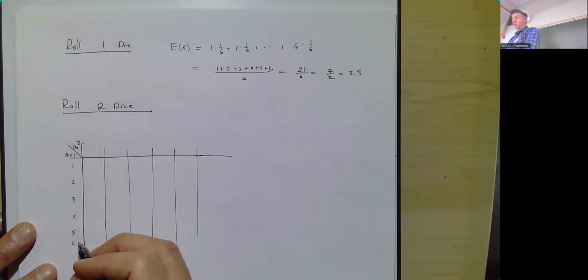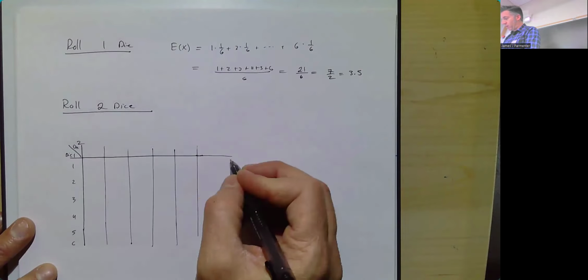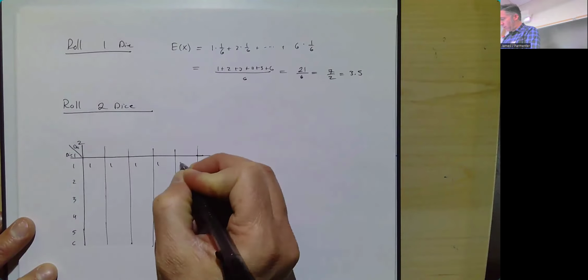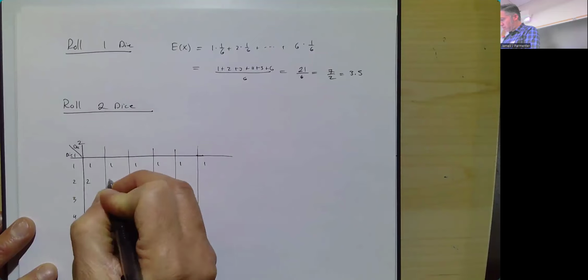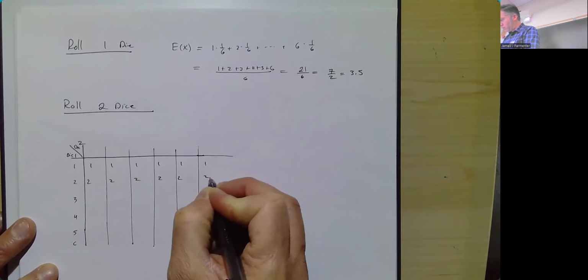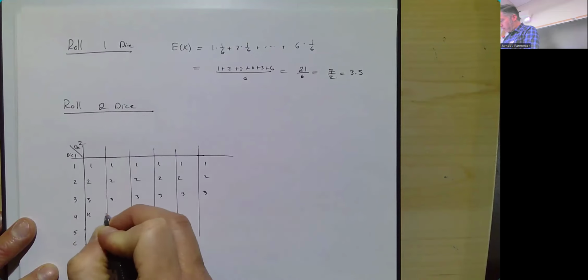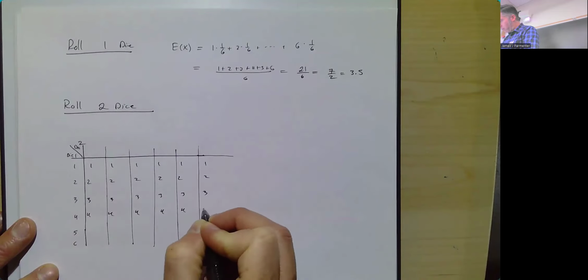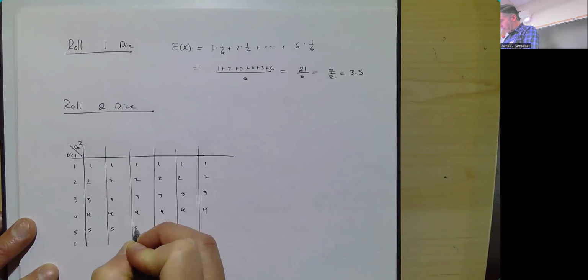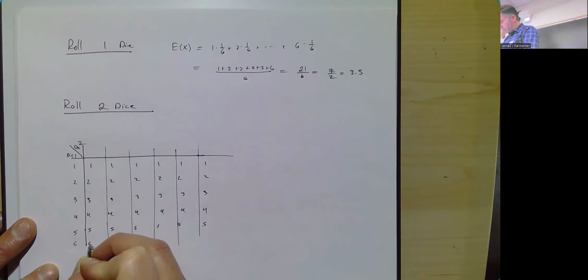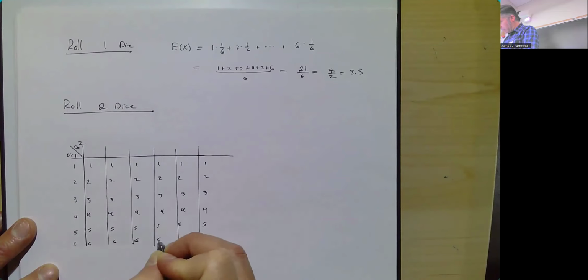And then here's what I'm going to do. I'm going to put 1s in the first one all here. So 1, 1, 1, 1, 1, 1. 2, 2, 2, 2, 2, 2. 3, 3, 3, 3, 3, 3. 4, 4, 4, 4, 4, 4. 5, 5, 5, 5, 5, 5. 6, 6, 6, 6, 6, 6.